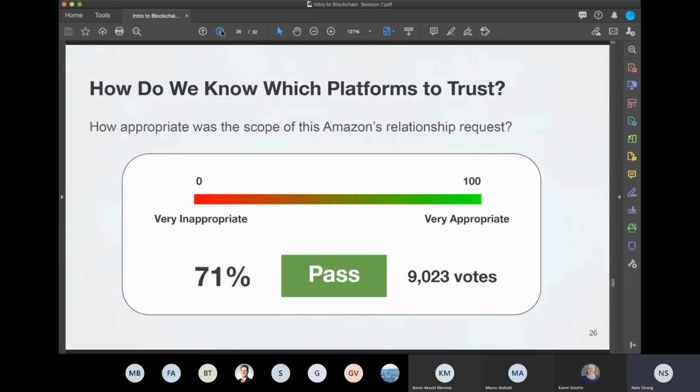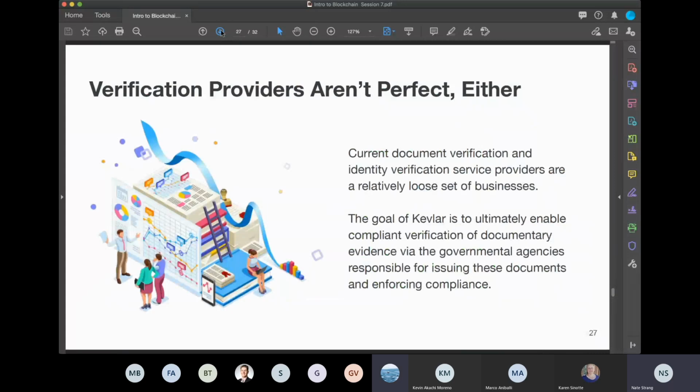Now, verification providers, like we pointed out, they're not perfect. And it's actually a pretty loose set of businesses because we have this fragmentation of verification services vertically integrated within industries, as opposed to a holistic and universal solution for verifying universal identity.